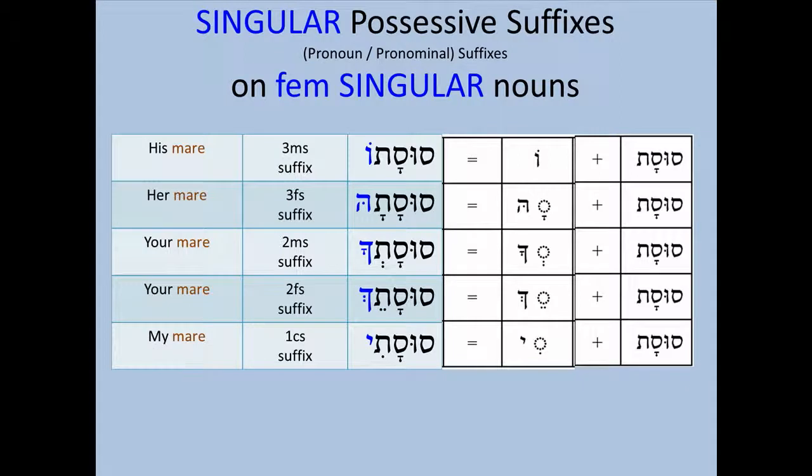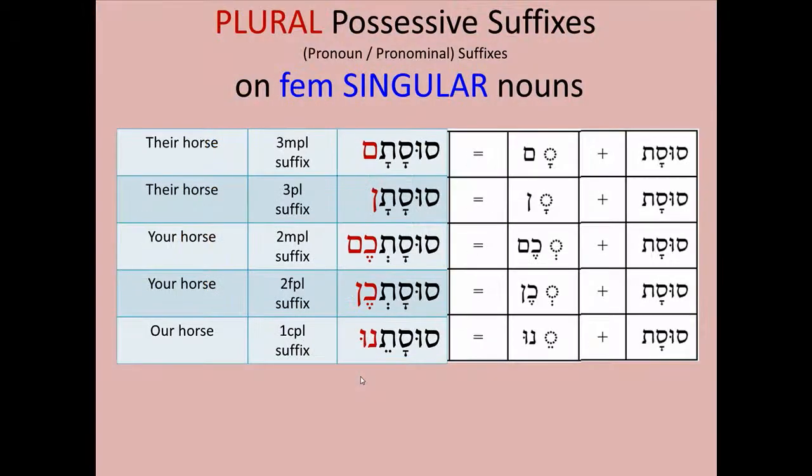So here's your table for the singulars. On feminine singular nouns, notice, again, I'm not going to go through all of them, to avoid being redundant. The suffixes are the same, except you have sus-at as your base. So susa, the feminine singular form for a female horse, the he becomes a t, susat, and then you add the suffix. So susato, susata, susatka, and so on and so forth. So you have the translation there.